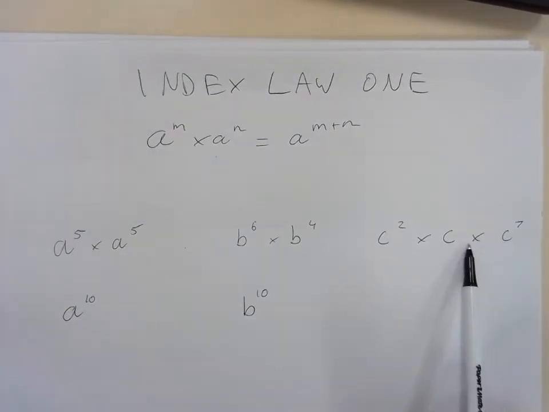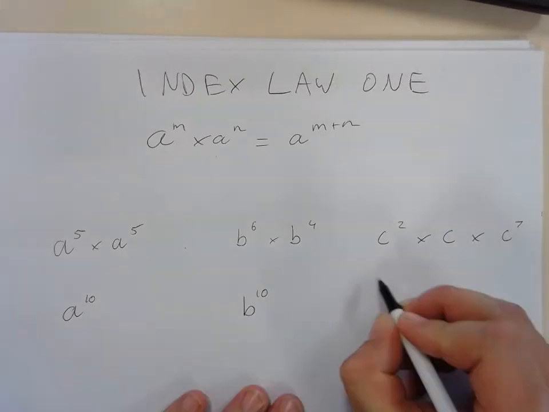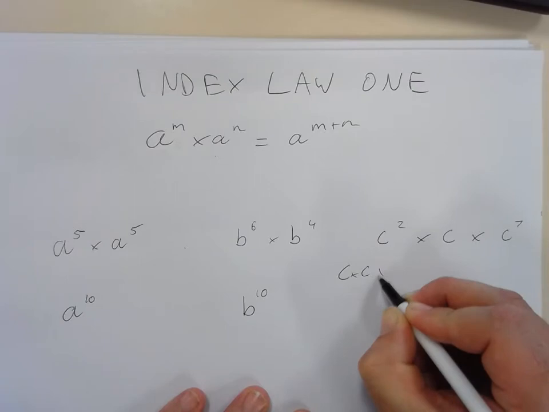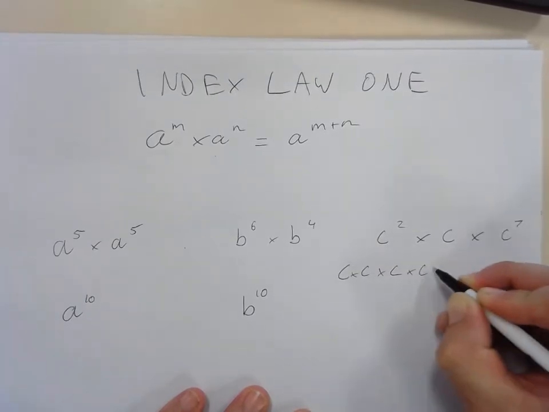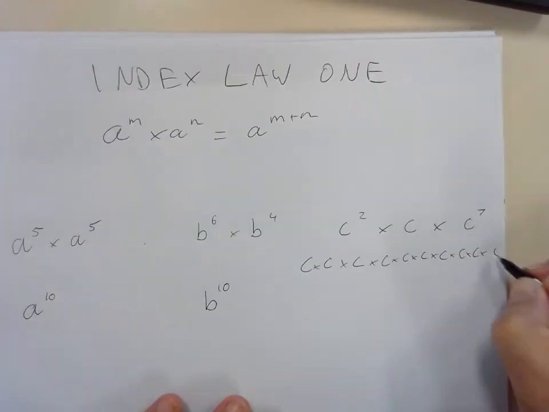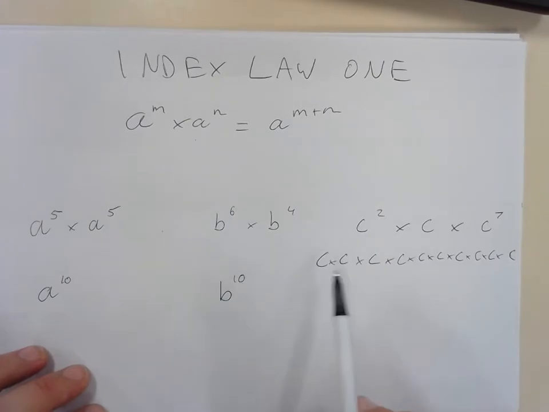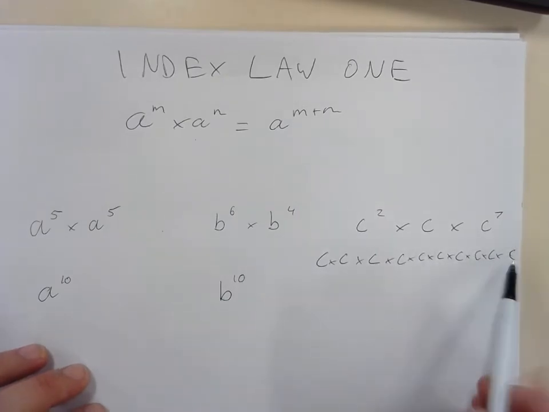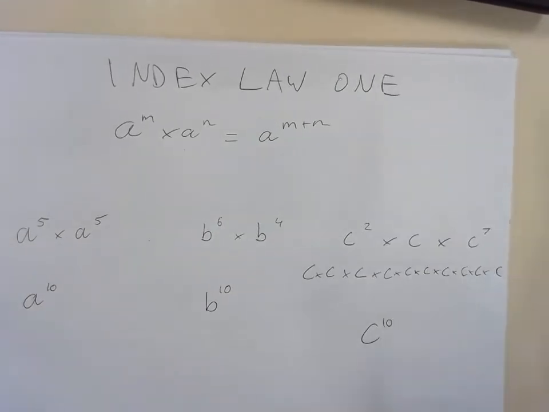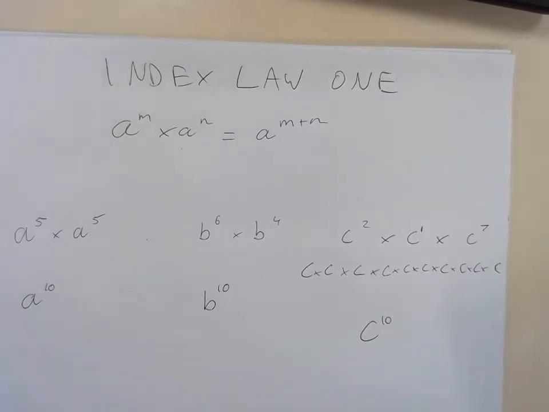And then I think, ooh, what do I do when I get this one? That's a bit funny, so I'm not sure. So I'm going to put it into expanded form again, where I go C times C times C, and then 7 of them. Ooh, missed the page. And then count them up: 10. So what I can then figure out is when there's nothing there, there's really a 1 there. We don't write the 1 because it's just not what we do. It's understood. So if there's nothing, add a 1.